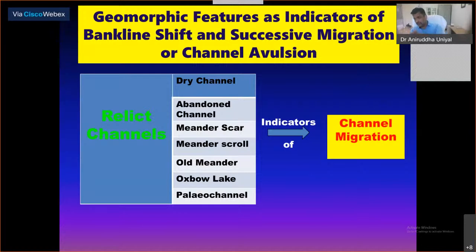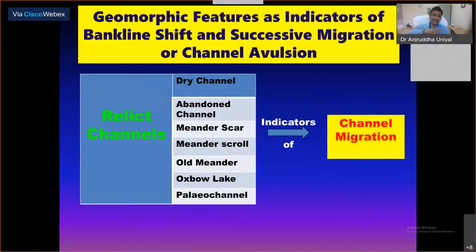Abandoned channels are where the river was flowing some 10 or 20 years back. Then meander scars are semicircular, arc-like in shape. And meander scrolls are just old pathways of rivers which are successive, one over the other. They indicate successive migration. An old meander is a very strong indicator of channel evolution in the past. An old meander and an oxbow lake are more or less the same in shape. They are semicircular. The only difference is that an oxbow lake will be filled with water. An old meander is generally not filled.